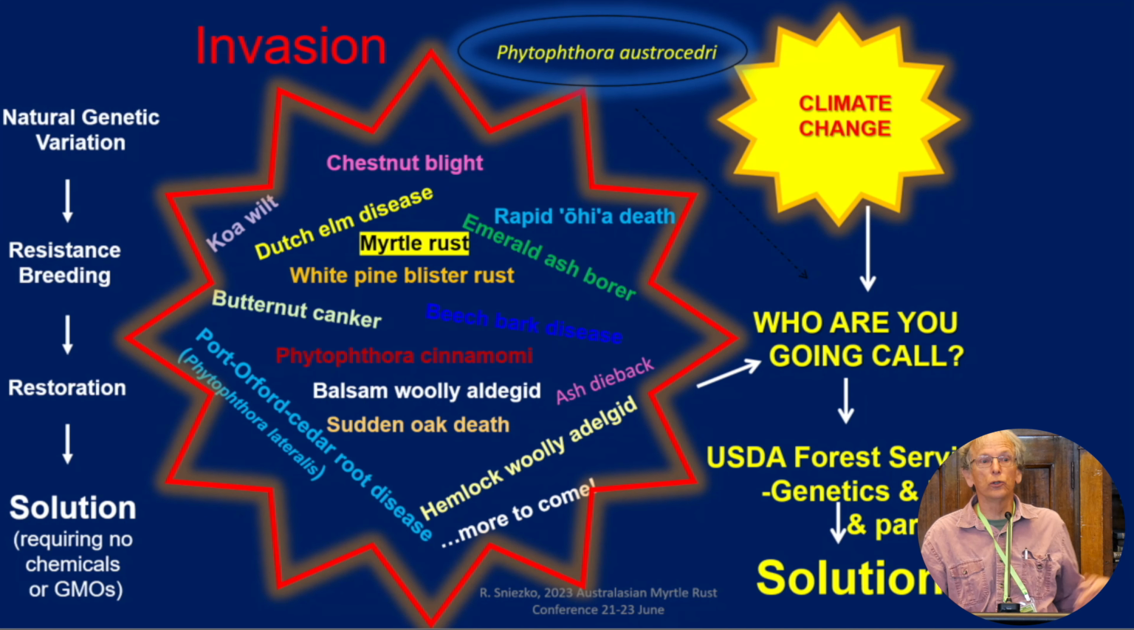Okay, as you all know, there's new incursions of either pathogens or insects coming in all the time. Certainly this happens in the United States. Genetic resistance is seen as one of the primary avenues for getting these species and keeping them back out there. In the United States, the U.S. Department of Agriculture, U.S. Forest Service is the principal agency for long-term work of this nature.